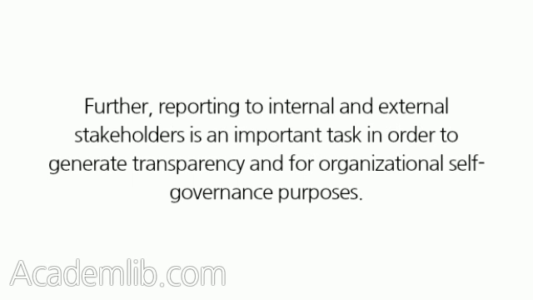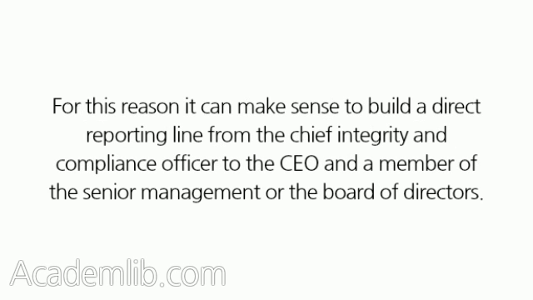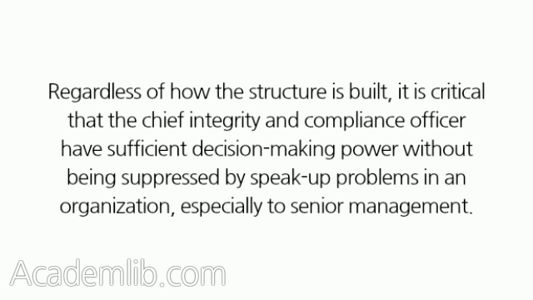Further, reporting to internal and external stakeholders is an important task in order to generate transparency and for organizational self-governance purposes. For this reason, it can make sense to build a direct reporting line from the Chief Integrity and Compliance Officer to the CEO and a member of the senior management or the board of directors. Regardless of how the structure is built, it is critical that the Chief Integrity and Compliance Officer have sufficient decision-making power without being suppressed by speak-up problems in an organization, especially to senior management.